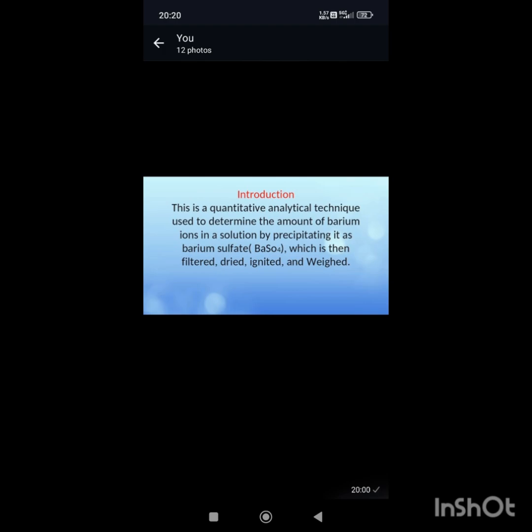Introduction. This is a quantitative analytical technique used to determine the amount of barium ions in a solution by precipitating it as barium sulfate, which is then filtered, dried, ignited and weighed.